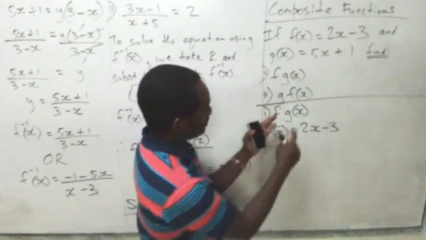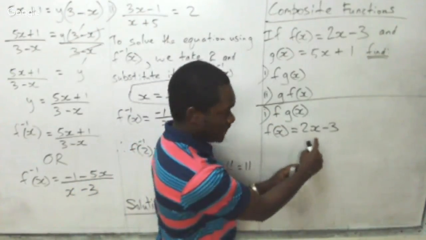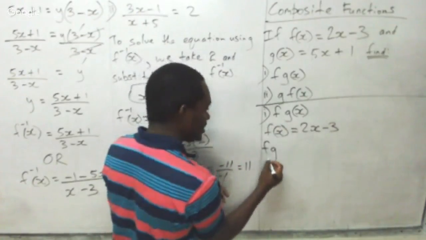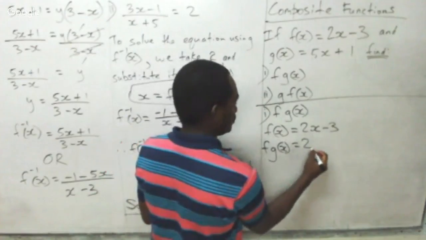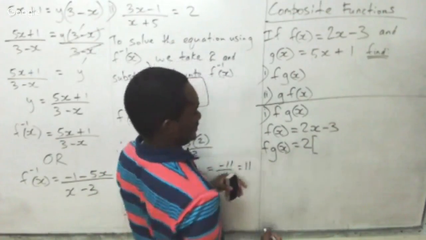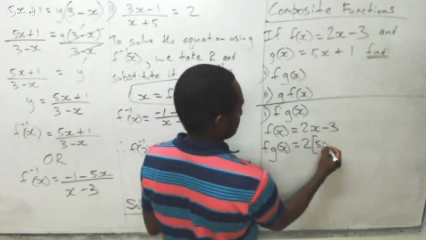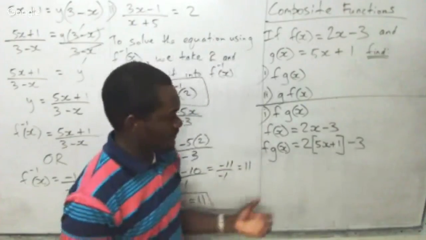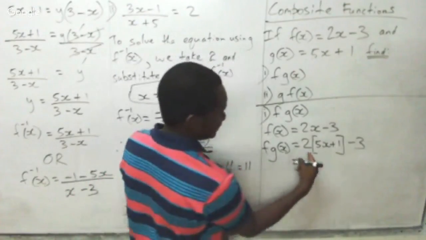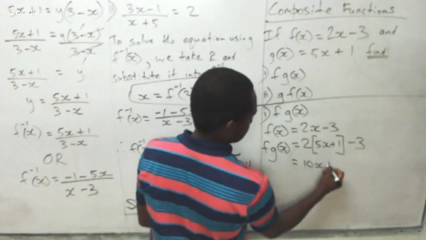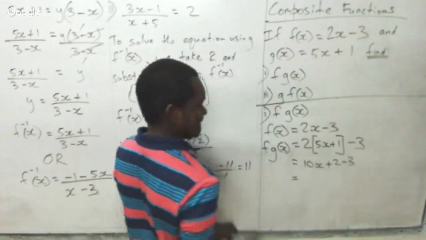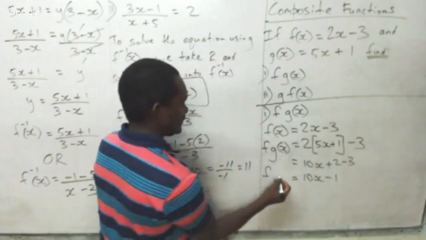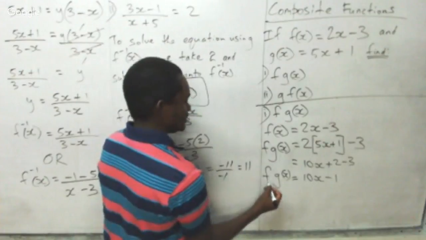Right. But we're going to put the g function into the f of x, anywhere x is. So I'm going to write f of g now, equal to 2 of bracket 5x plus 1 close bracket minus 3. And then you just work it out. Expanding, 10x plus 2 minus 3 equals 10x minus 1. So that is f of g. That's the composite function.